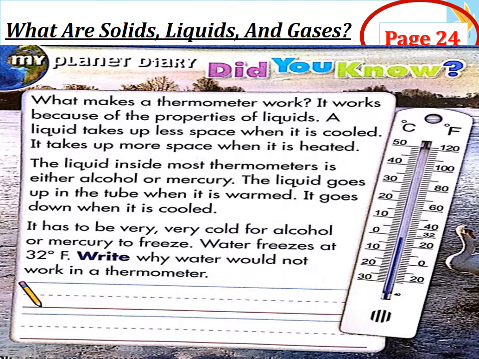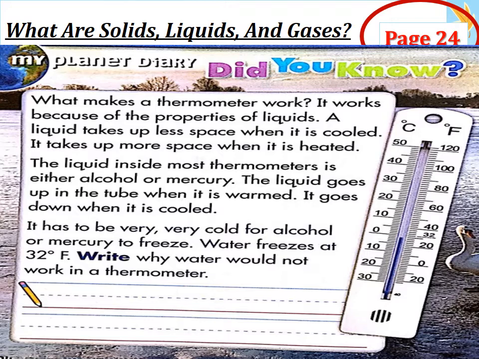Okay, let's read the text. It works because of the properties of liquid. A liquid takes up less space when it is cooled. It takes up more space when it is heated or hot. The liquid inside most thermometers, this one inside, is either made of alcohol or mercury. The liquid goes up in the tube when it is warmed.